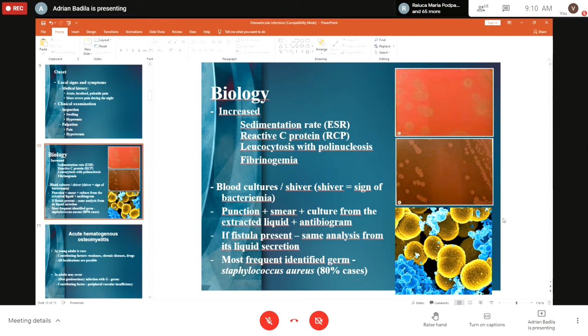In the image on the right, above, you have a smear, and you can see there some bacteremia. In the middle, we have cultures from the extracted liquid, while below we have an image from electronic microscopy with images of Staphylococcus aureus. They are gold, as you say. As I said, the most frequent identified germ is Staphylococcus aureus. That's why we have this image here.